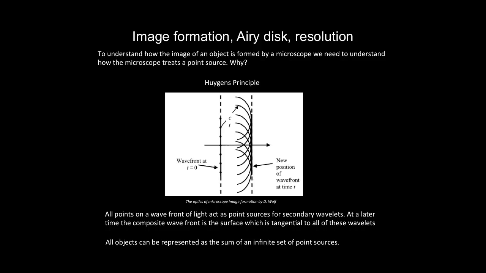And the important point is that the specimen that we are interested in, and it's illuminated, can be represented as the sum of an infinite set of point sources. So we can represent any object as a sum of an infinite set of point sources. So if we understand the image of a point source, we understand the image of our specimen of interest.